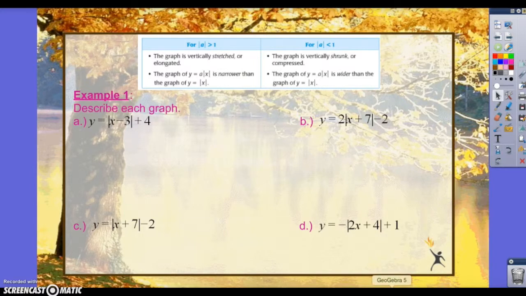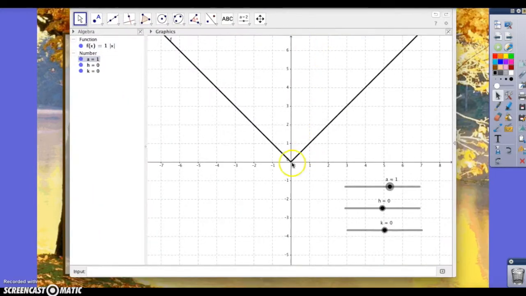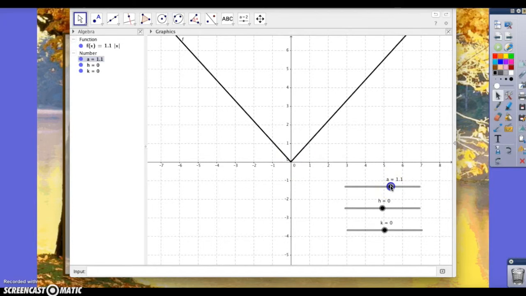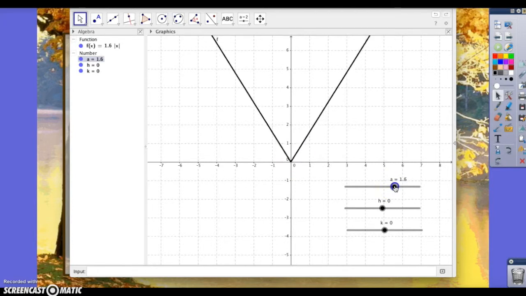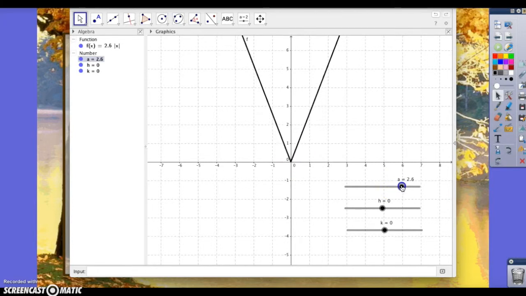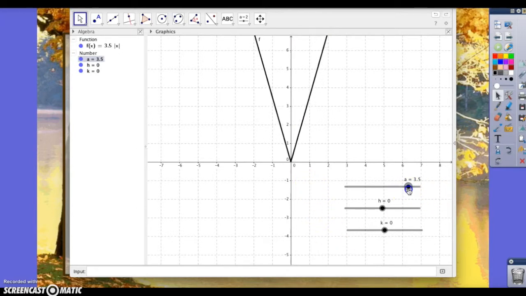And let's look at that GeoGebra app again. Okay. So A is 1 here. If it's greater than 1, look what happens. It's getting narrower and narrower. They call it stretching it because it's like you took the two parts on the top and bottom and stretched it out. So it's getting narrower and narrower.